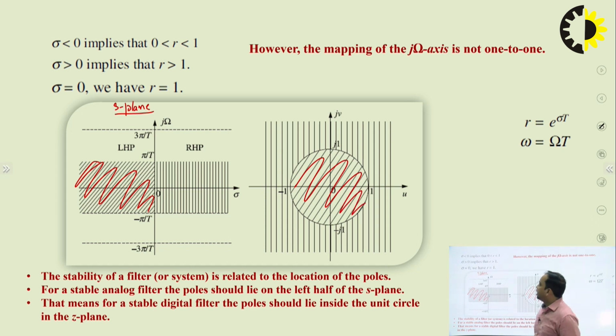Whereas if sigma is greater than 0, that means this is a region on the right hand side of the S plane. So this region is mapped outside the unit circle in the Z domain.